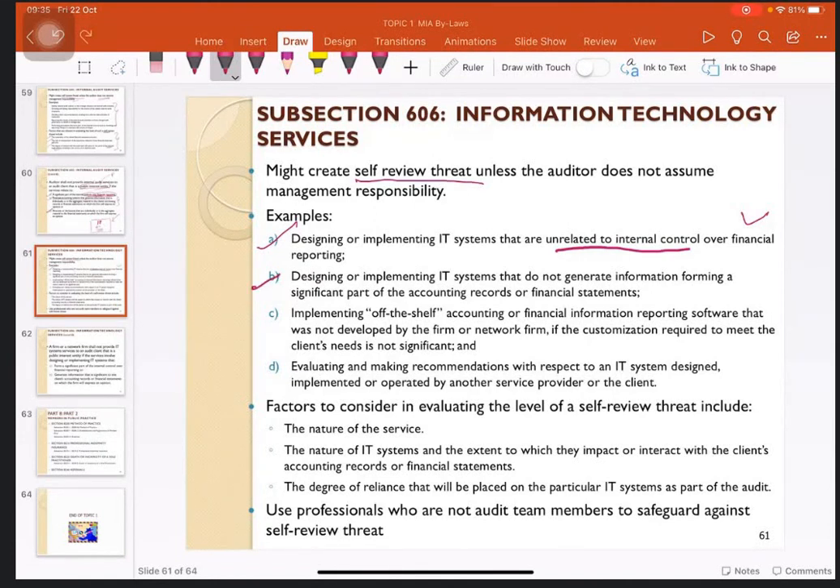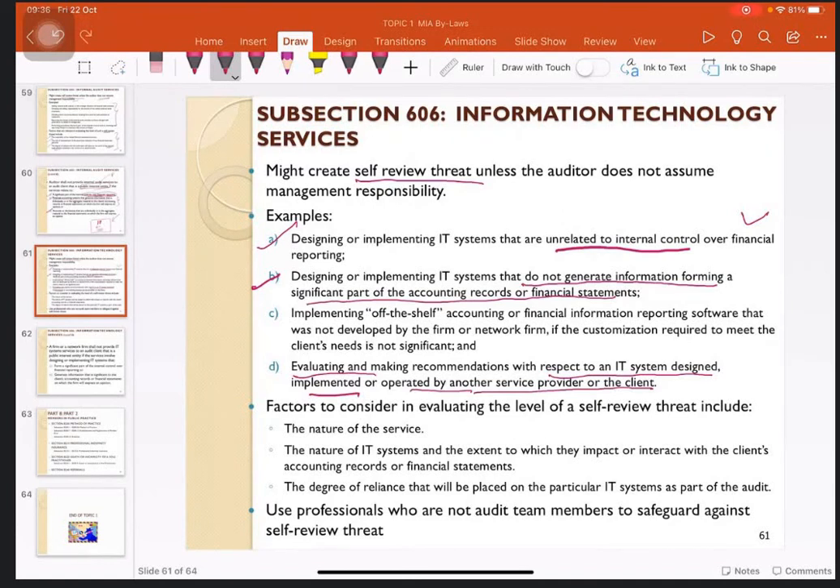Okay. Second one adalah designing or implementing IT system that do not generate information forming a significant part of the accounting record. This one dia tak melibatkan accounting. Okay. The third one adalah implementing off-the-shelf accounting or financial information reporting software that was not developed by the firm or networking firm, if the customisation required to meet the client's need is not significant. Okay. Number 4 adalah evaluating and making recommendation. Kadang-kadang you bagi recommendation on the IT system design, implemented or operated by one service provider or the client.